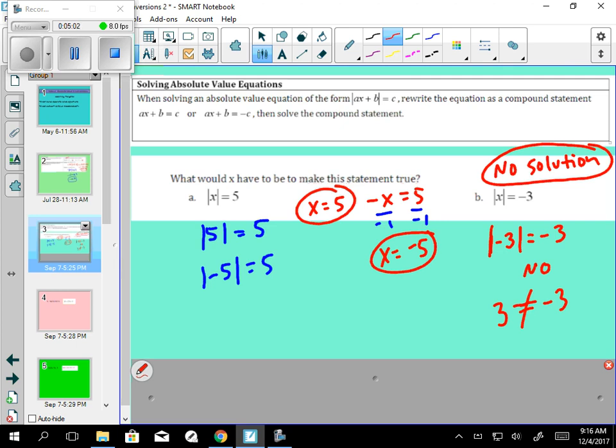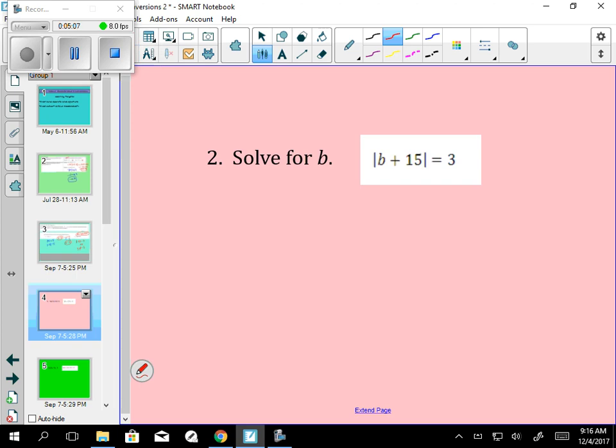So absolute value has to be equal to a positive number in order to solve it. All right, let's try some of these solving ones. So we want to here solve and figure out what is the solutions to this. Now remember, if we can solve it, there's almost always going to be two solutions to this, because there's going to be one on each side of 0.